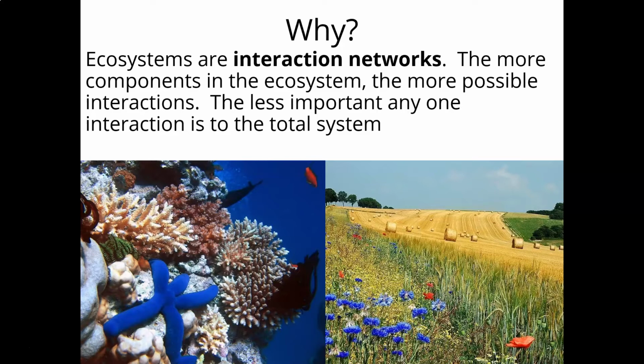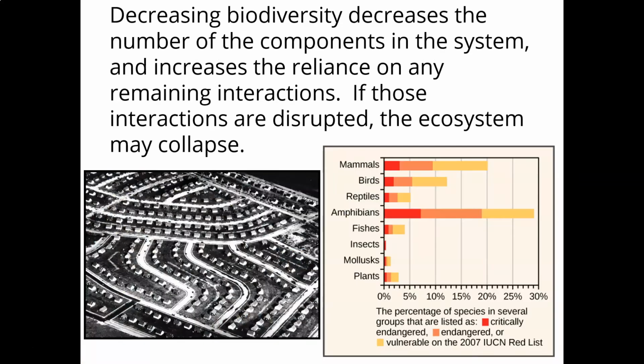Okay, so the more components there are in an ecosystem, the more possible interactions, but also the less reliant the total system is on any one of those interactions. I could take out a component and the system works just fine. Now, decreasing biodiversity has a direct impact on the number of components in the system and increases the reliance on any of the remaining interactions. If any of those interactions are disrupted, the ecosystem could and possibly will collapse.